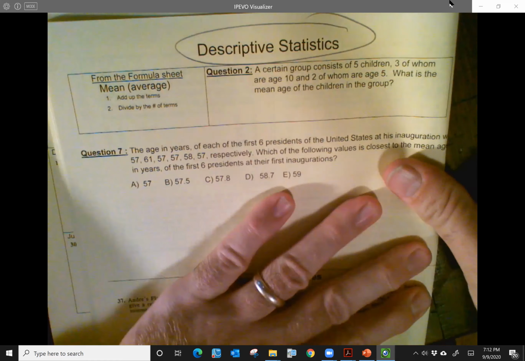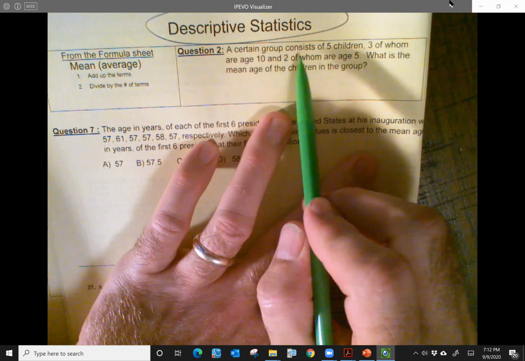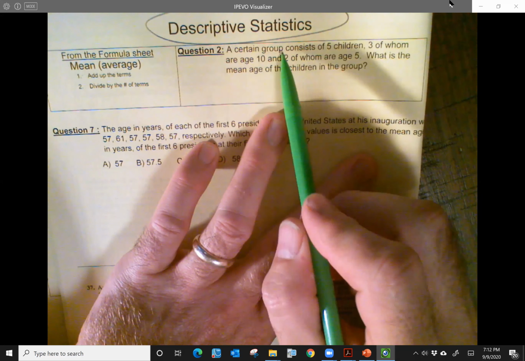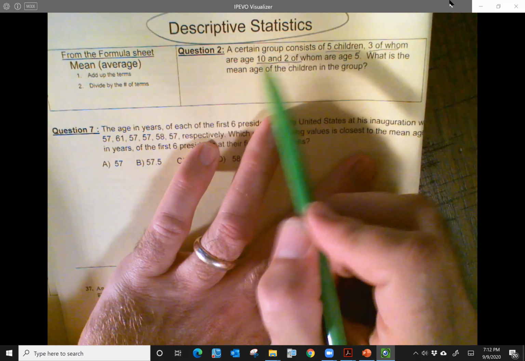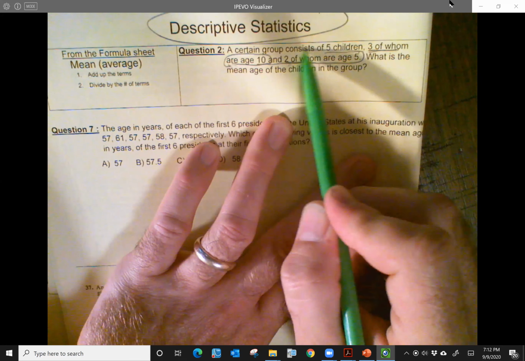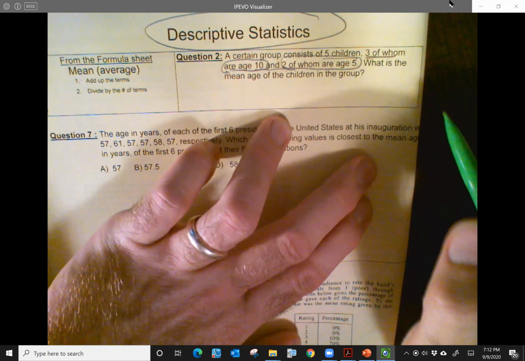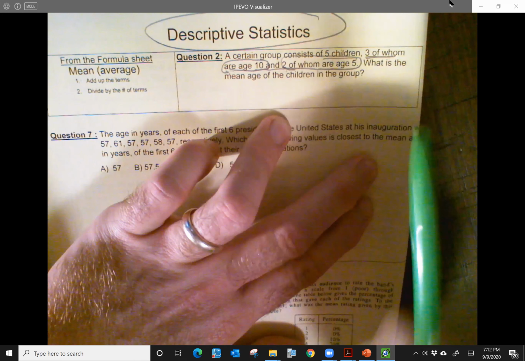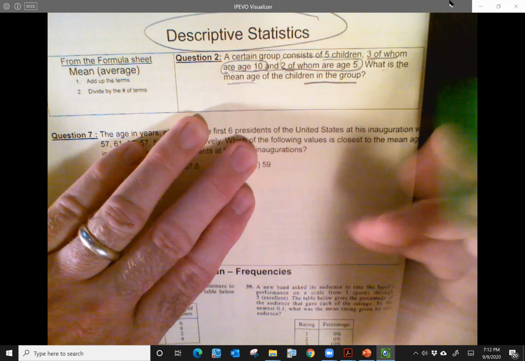So, for example, this is one I made up. Suppose you have a group of people with 5 children, 3 of whom are age 10 and 2 of whom are age 5. Now, this is really confusing wording. I saw this on an ACT a while back, and I hated that the wording was like this. The question says, what is the mean age of the children?